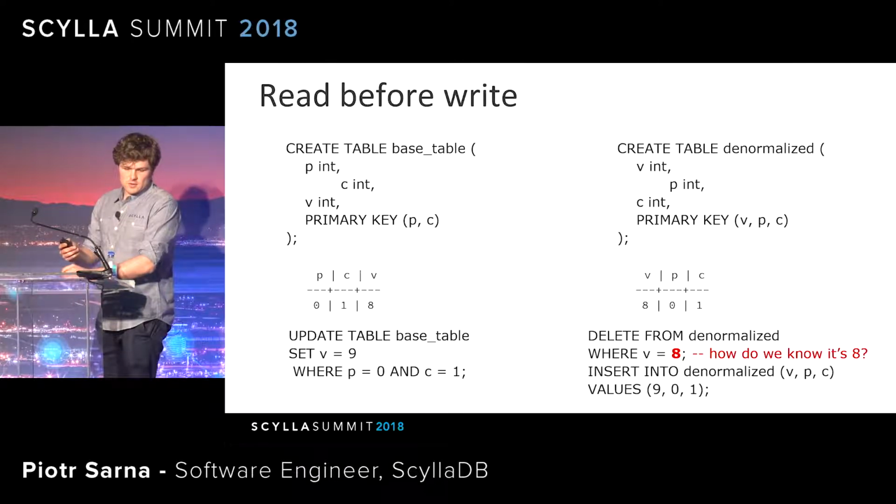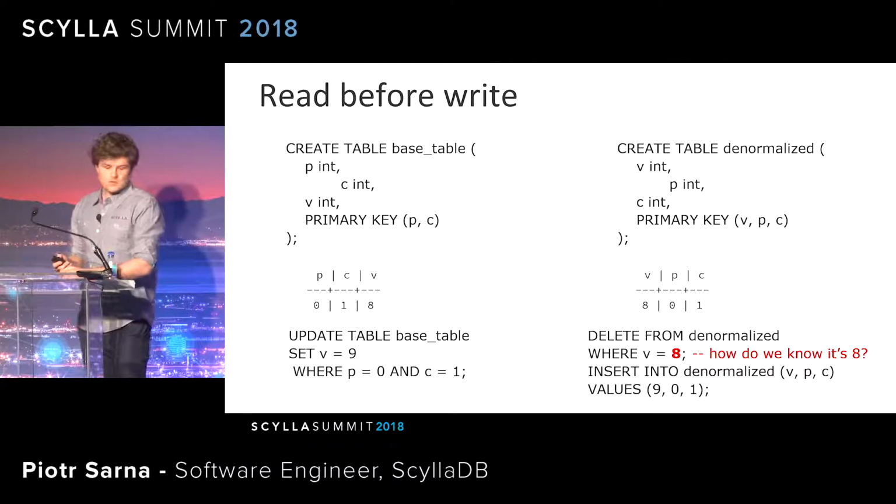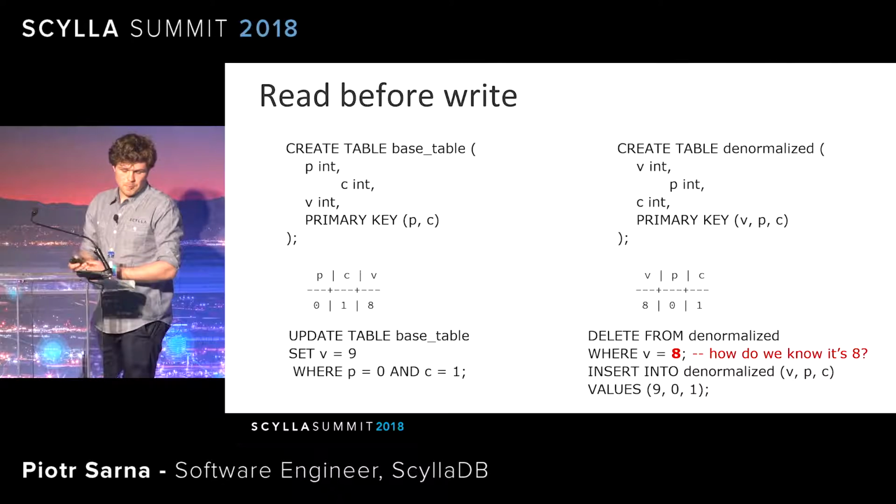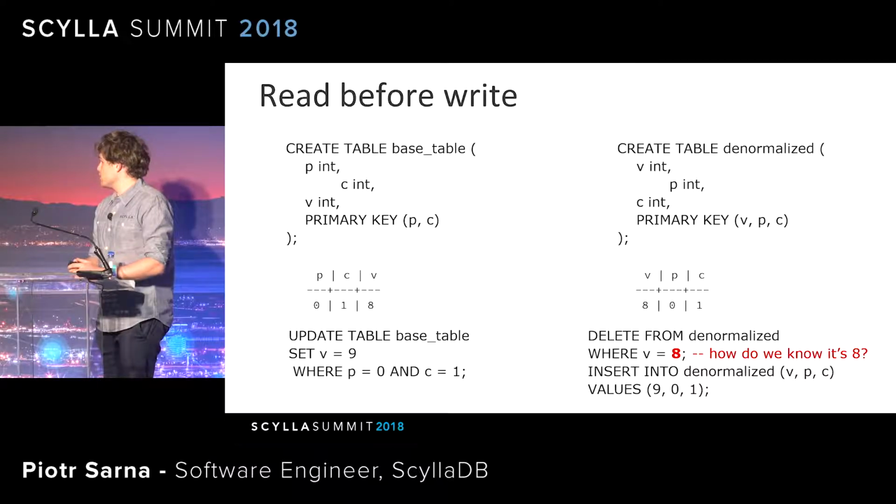So let's try to update the value. In the base table, we just want to update the value of a regular column from 8 to 9. So we prepare a proper statement. But in the denormalized table, since v is our partition key, we need to first remove the row with partition key 8 and then insert another one with a new value.